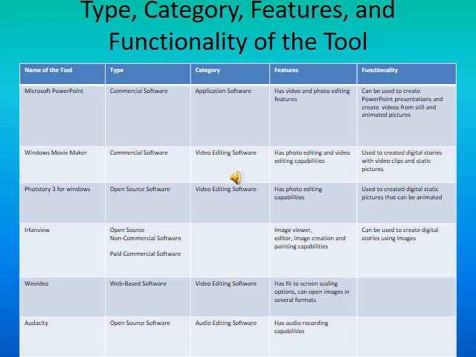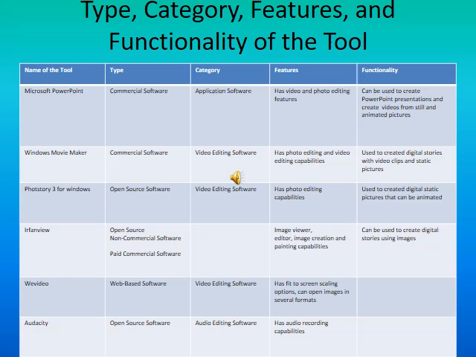It has features for photo editing and video editing, and it can be used to create PowerPoint presentations and videos from still and animated pictures. The next tool that we have is Windows Movie Maker. Windows Movie Maker is a commercial software and it has video editing capabilities. It also has the potential to create digital stories from video clips as well as static pictures.